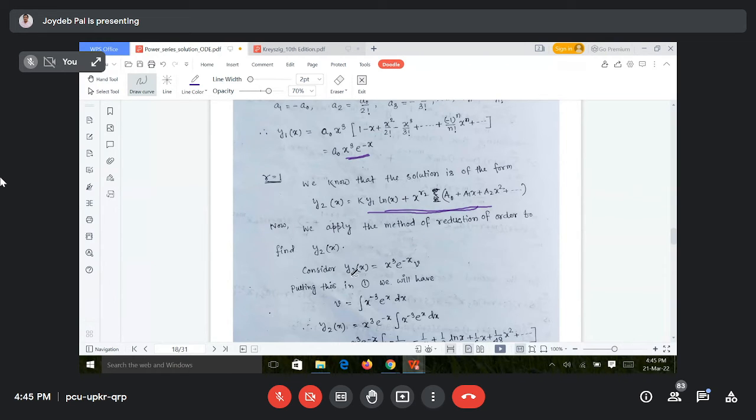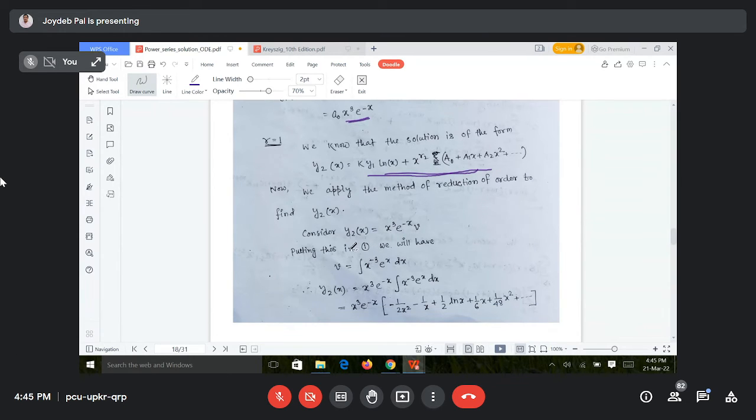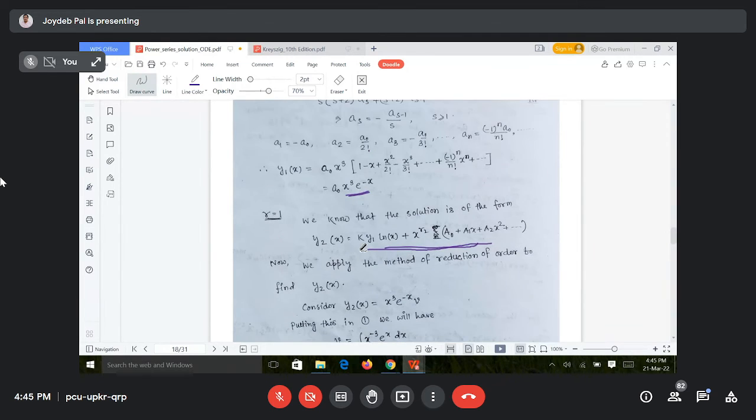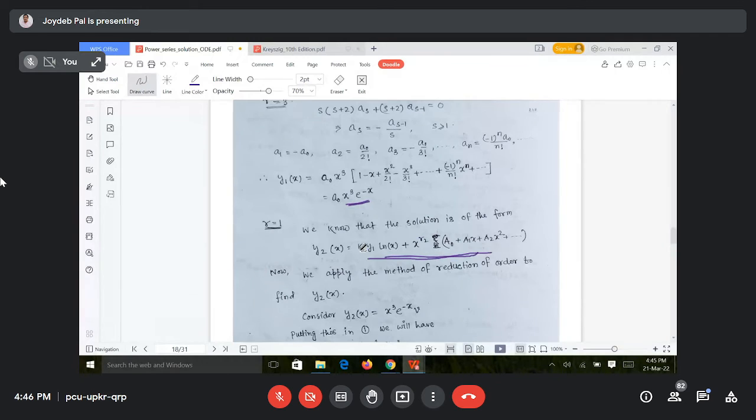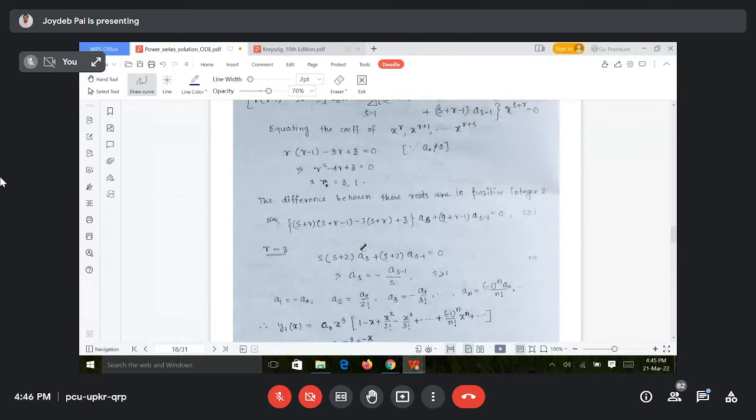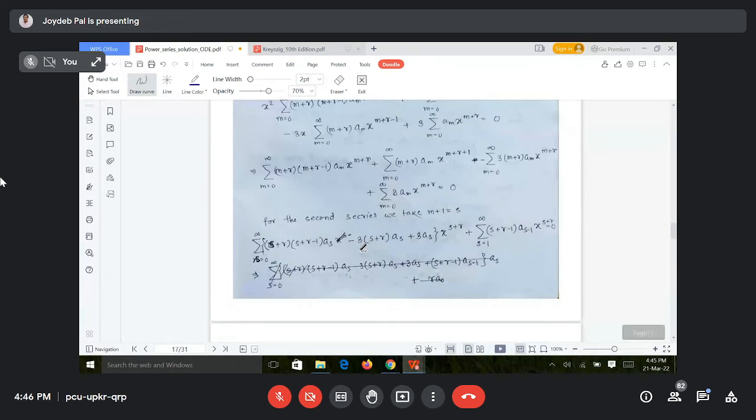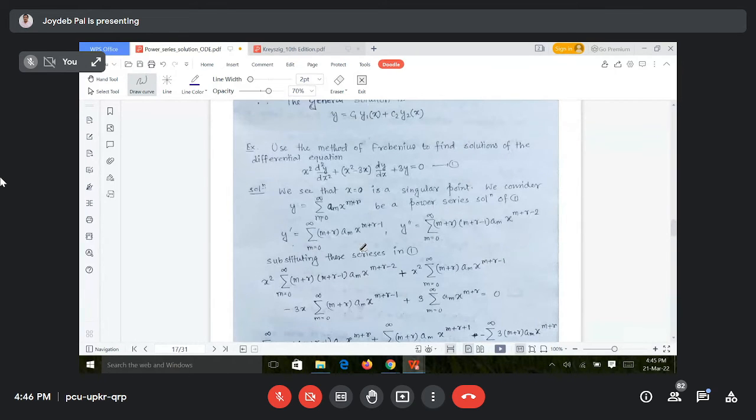So by reduction of order, y2 is equal to u into y1 that I have written. Instead of u I have written v. So where v is again what is the formula? Integration 1 by y1 square e to the power minus integration px dx. By that formula I am writing this, 1 by y1 square, y1 तो मिल गया है, x cube e to the power minus x, and what is px? So again for px you have to see the ODE.